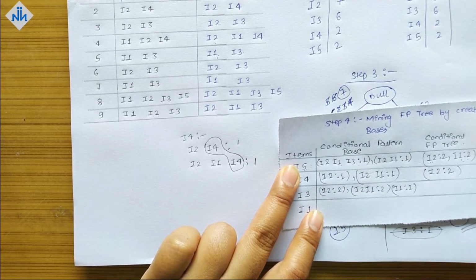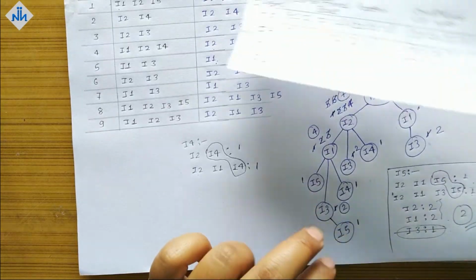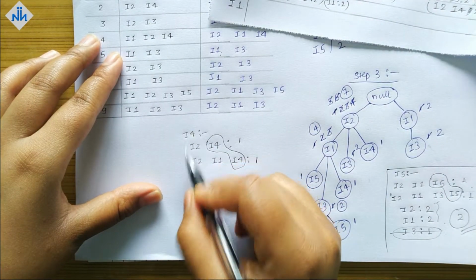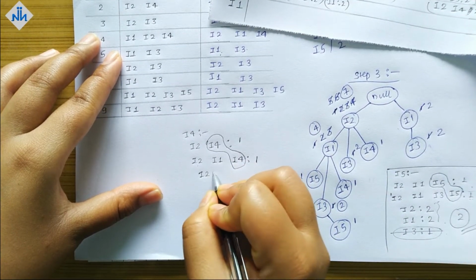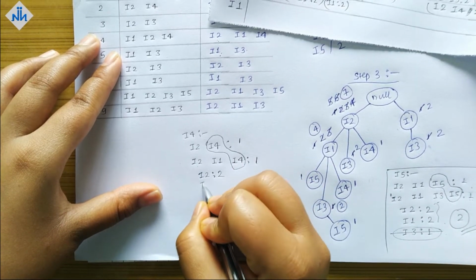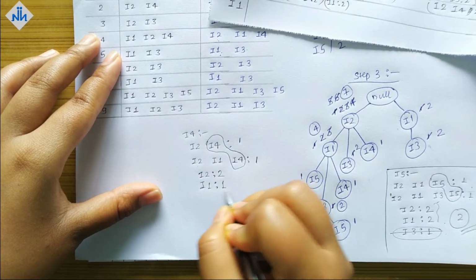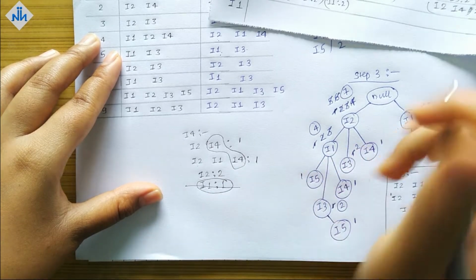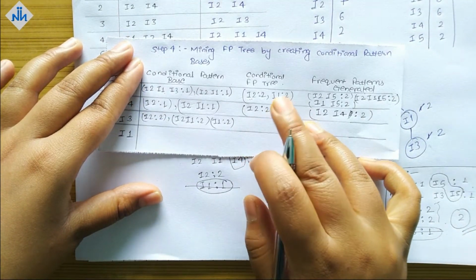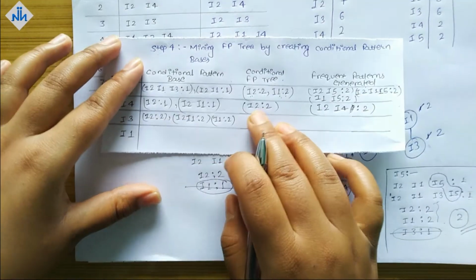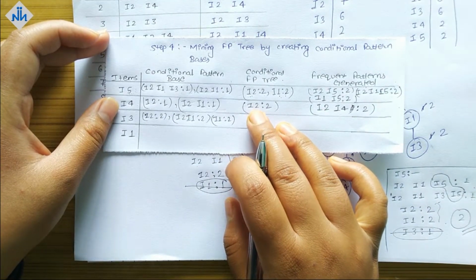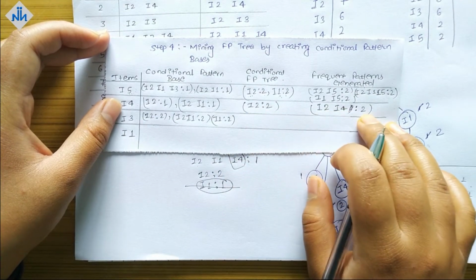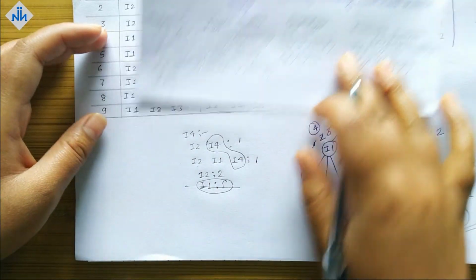For the conditional FP tree, we find out the frequency. So for I2, it will be 1 plus 1, 2. I1 will be 1. Since this is less, we will remove it, and I2, 2 will be our conditional FP tree. Now for the frequent pattern, we just combine it with I4: I2, I4, and this is 2.